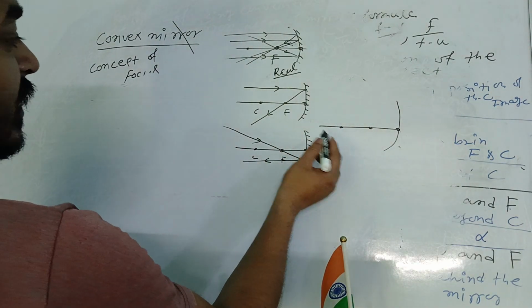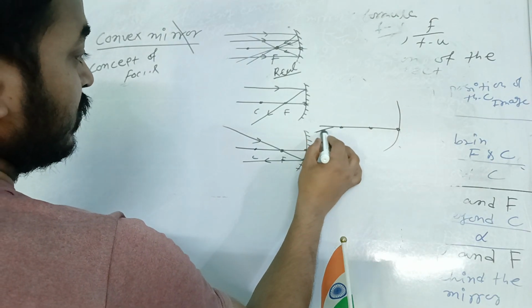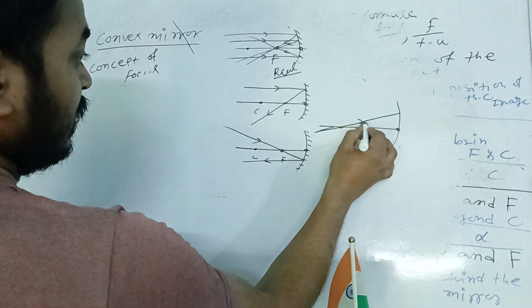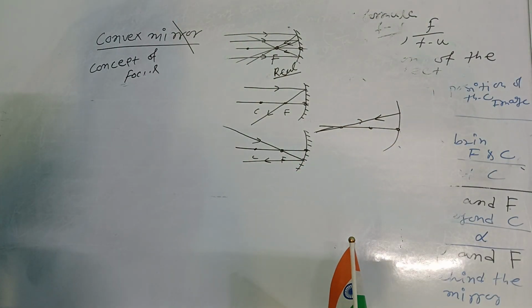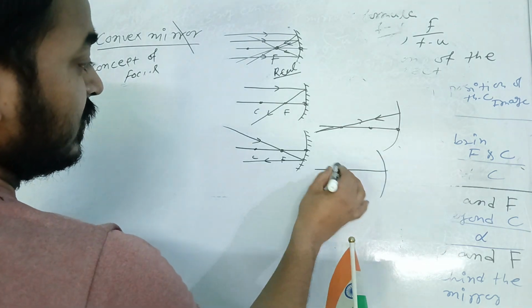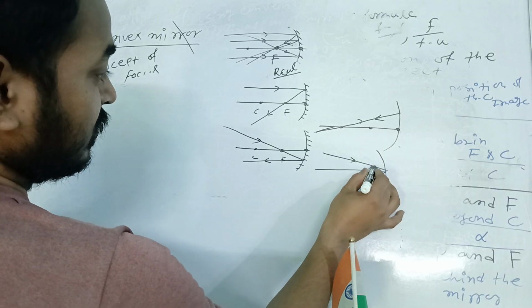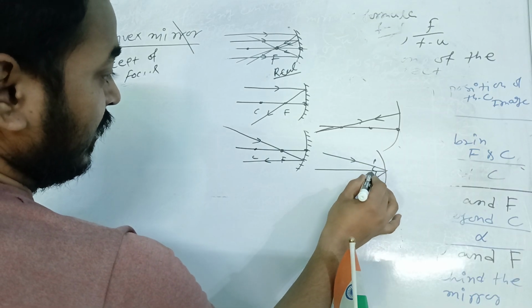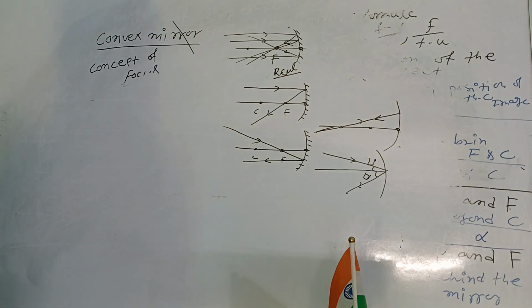Then whenever some ray passes through the center of curvature, it will deflect along the same path in the opposite direction. And for oblique incident, say this is the incident, so it will be the reflected, so that angle I and angle R remain the same. So 4 rules you have to remember for concave.